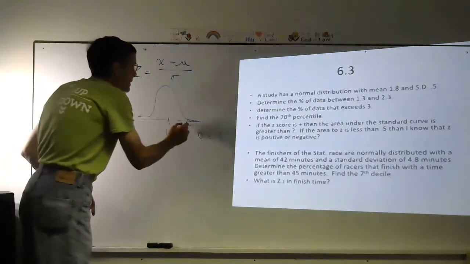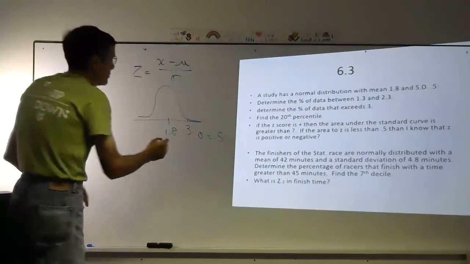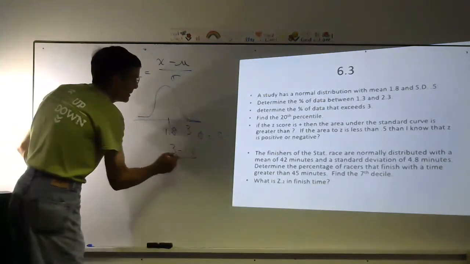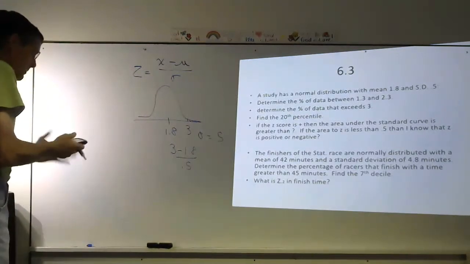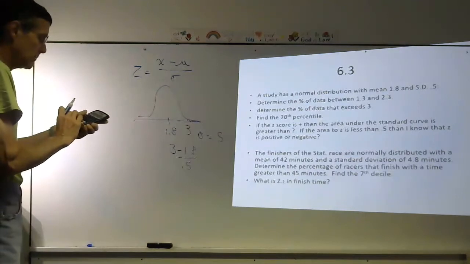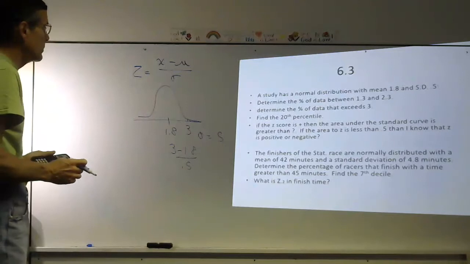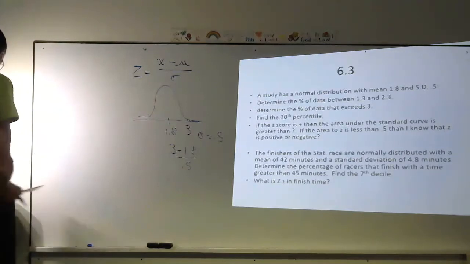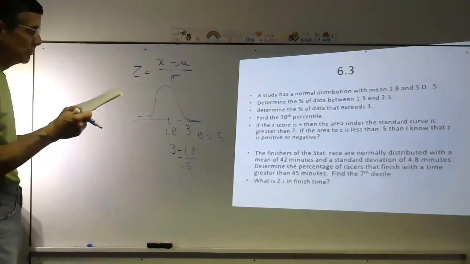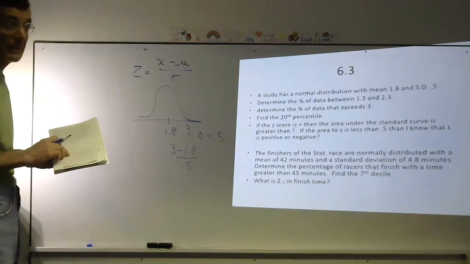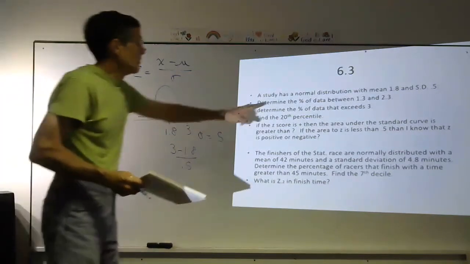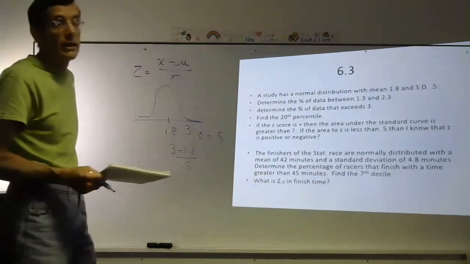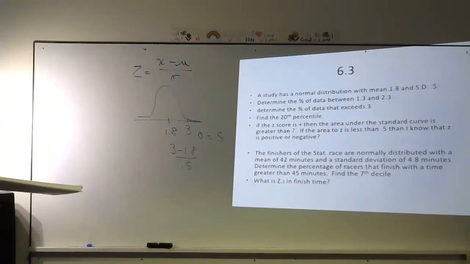Now you want to find the percentage of data here. If this is 3, exceeding 3, I'm going to do 3 minus 1.8 all over 0.5. So 3 minus 1.8, divided by 0.5, I get 2.4 for a z-value. Look up 2.4. 2.4 is 0.9918. But remember, the chart always gives you the area to the left. So the percentage it exceeds 0.9918, you'd have to subtract from 1.